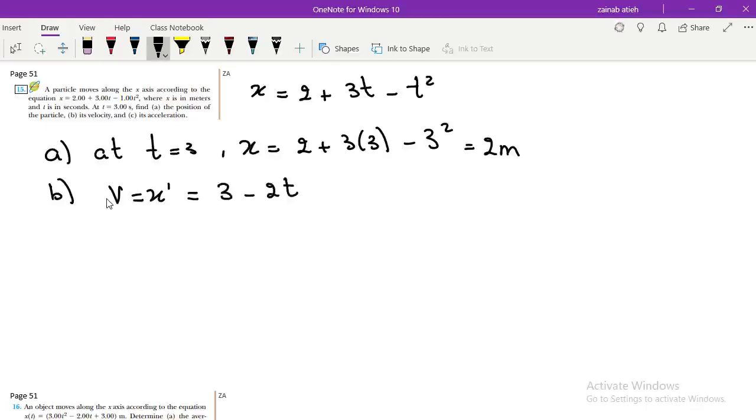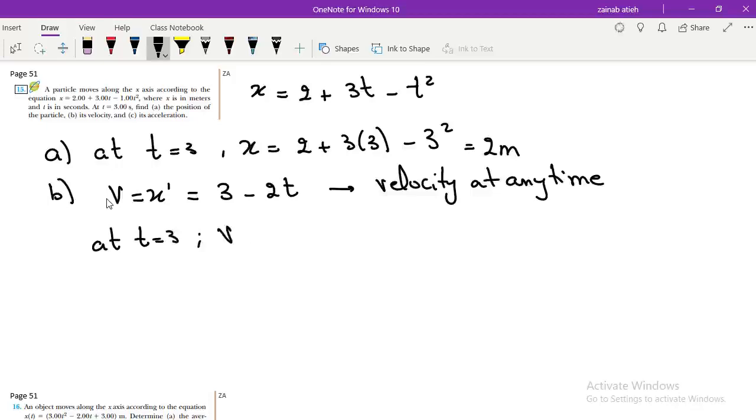Now after finding the velocity at any time, this is the velocity at any time. After finding the velocity at any time, now at t equals 3, I have v equals 3 minus 2 times 3. It will be 3 minus 6. It will be minus 3 meter per second.